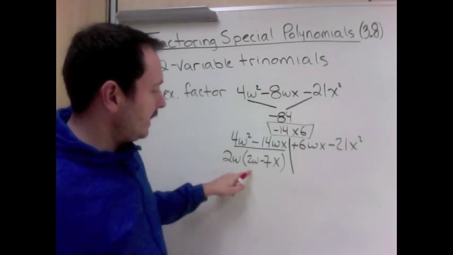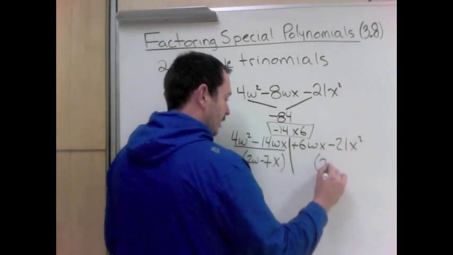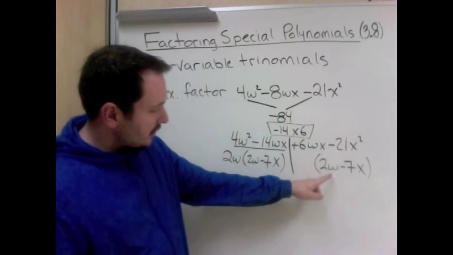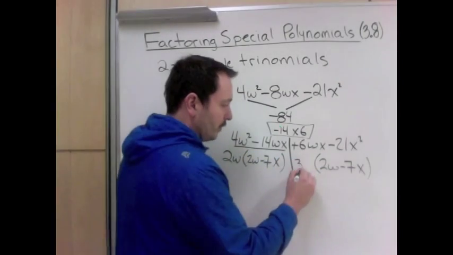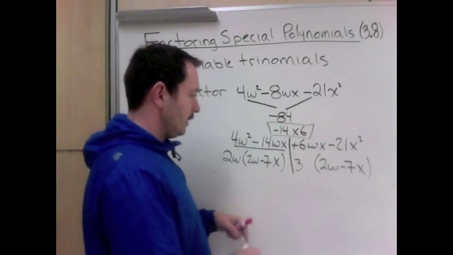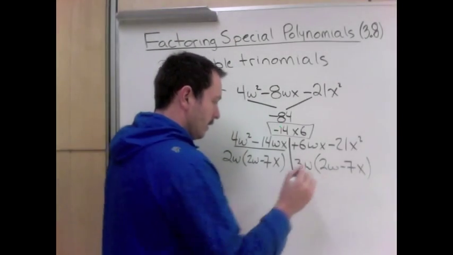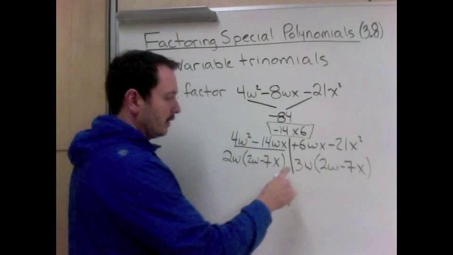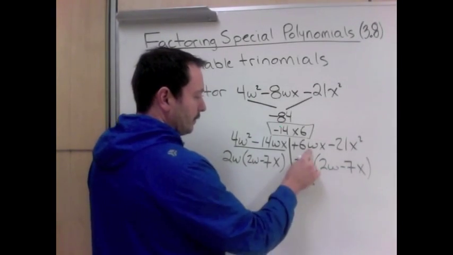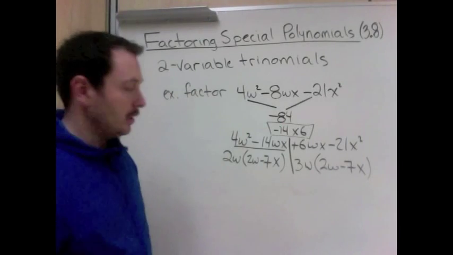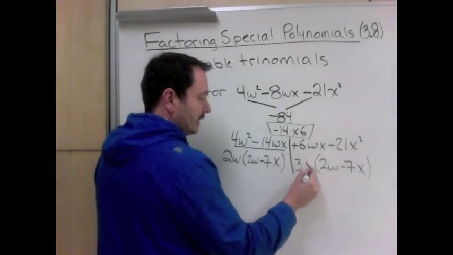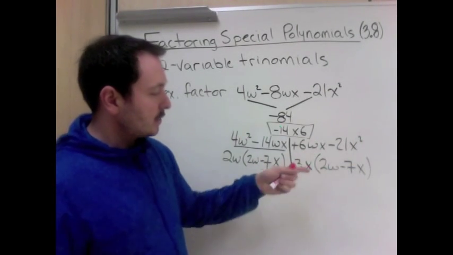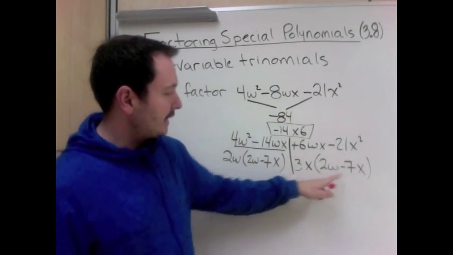And now whatever I got here, I need to get on this side. So I need to get 2w minus 7x. Now to get 6wx into 2w, well 6 divided by 2, I'm going to take out a 3. W divided by w, the w's gone, and the x needs to stay around. So now, and if you're not sure, check. 3 times 2 is 6. W times w is w squared. So I have done something wrong, okay? What I did is I need to take out that x. So now check it. 3 times 2 is 6. X times w is wx. We're good. 3 times negative 7 is negative 21. X times x is x squared.